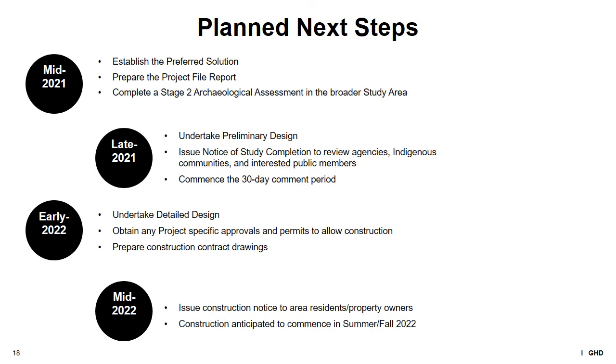Following this, further design of the preferred solution will be completed along with applying for and receiving any project-specific agency permits and approvals. Construction of the project is expected to take place over summer and fall of 2022. Area residents and property owners will be notified in advance through a construction notice.